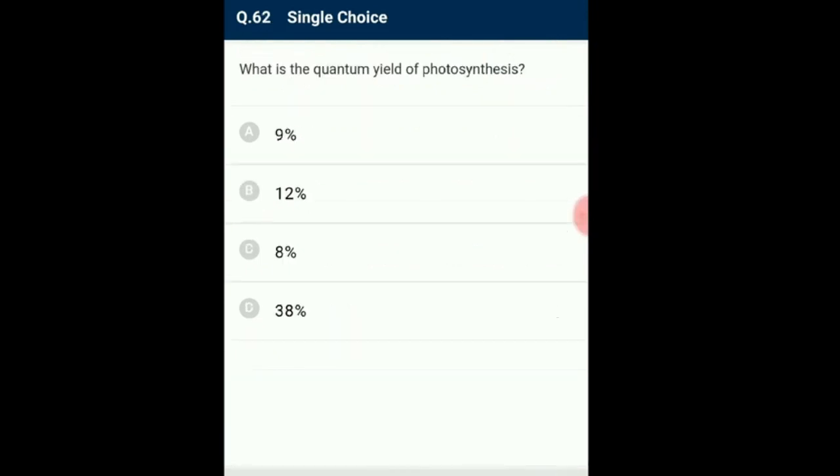Question number 62. What is the quantum yield of photosynthesis? Quantum yield of photosynthesis measures the ratio between oxygen released in photosynthesis, or carbon assimilated, to photons absorbed in the process. It is denoted by phi. Typically, for every mole of quanta absorbed, 0.06 moles of carbon dioxide is fixed under normal conditions. Quantum yield is found to be around 8% in the photosynthesis process. So the answer is option C, 8%.